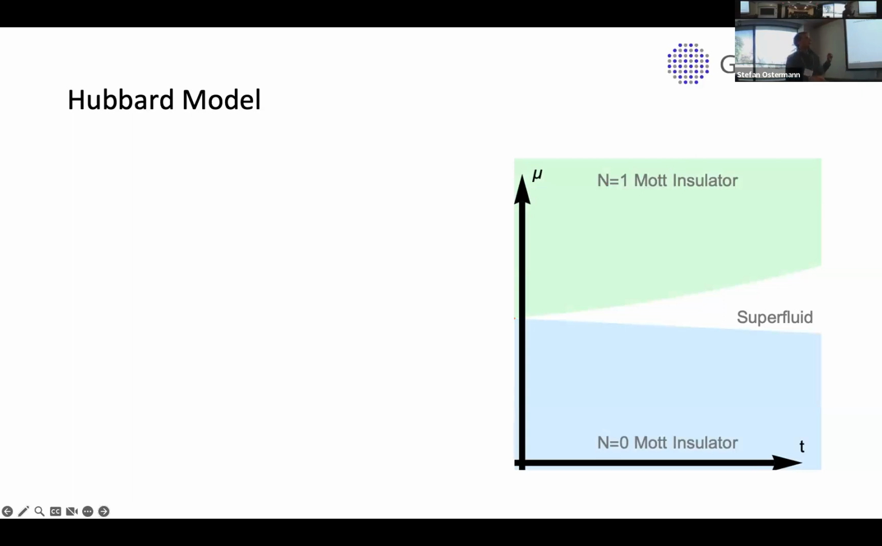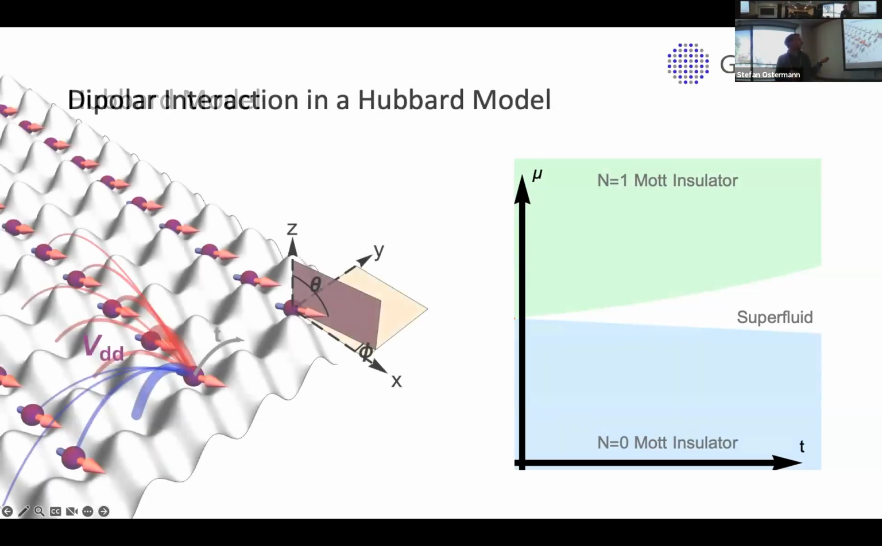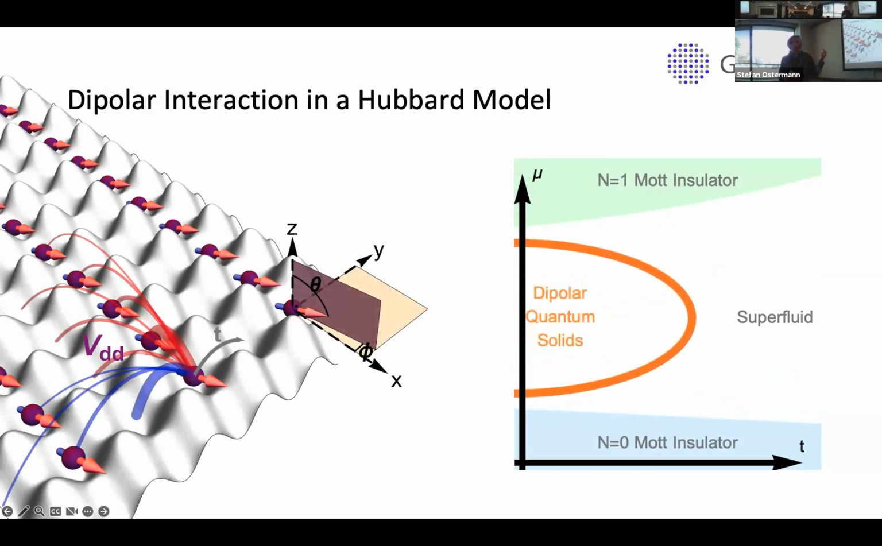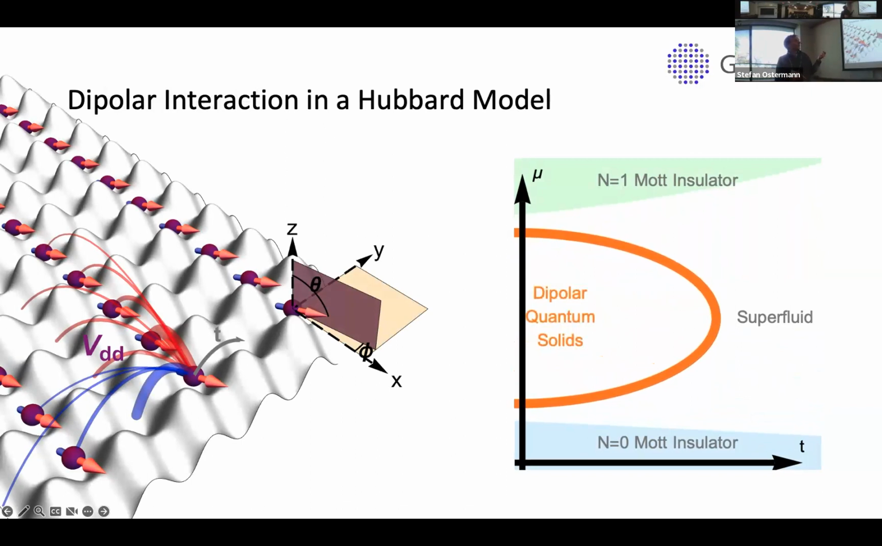And if you change the ratio between tunneling and interaction here, or if you reduce the tunneling, then you're actually moving in between these 2 Mott lobes in the superfluid regime. And theoretically, you would stay superfluid all the way for arbitrarily small tunneling. But now if you introduce this dipolar interaction, then all kind of interesting quantum phases are coming up in this regime here once your kinetic energy is smaller than the dipolar energy.